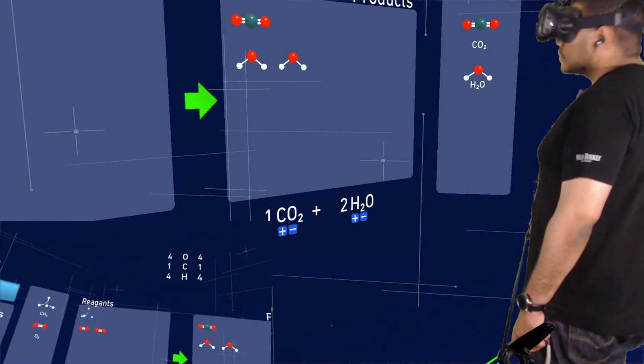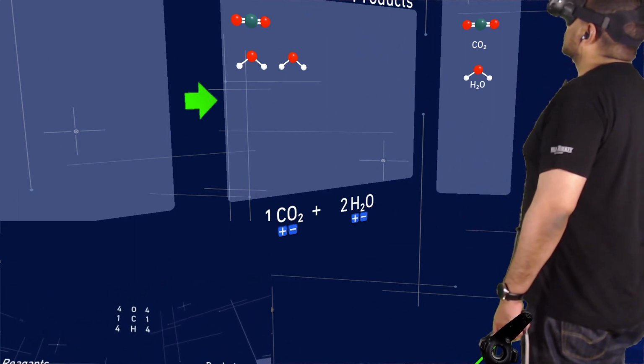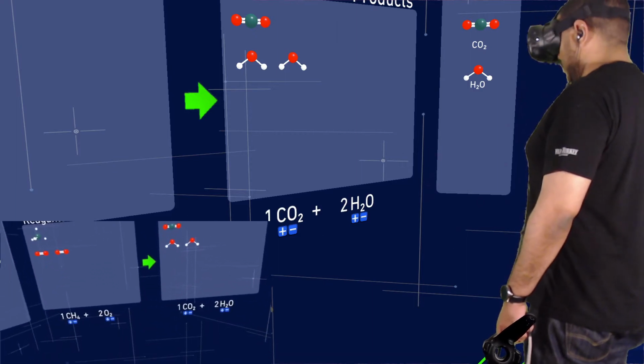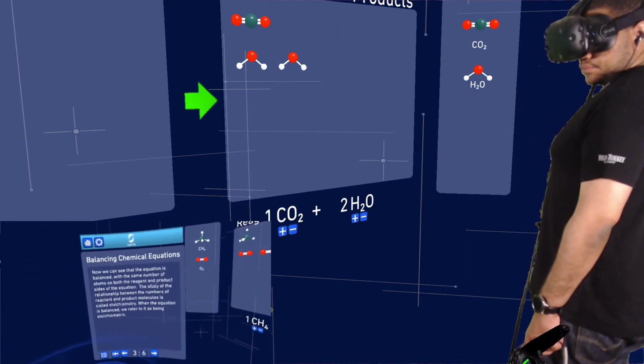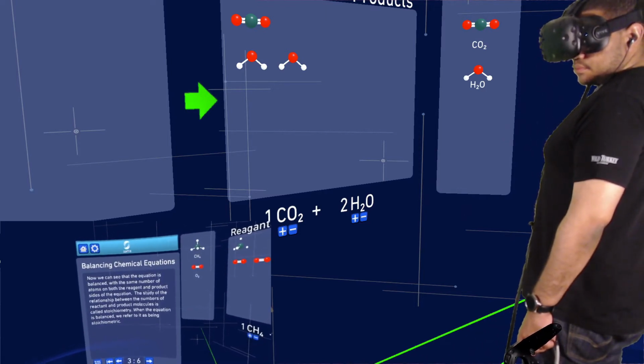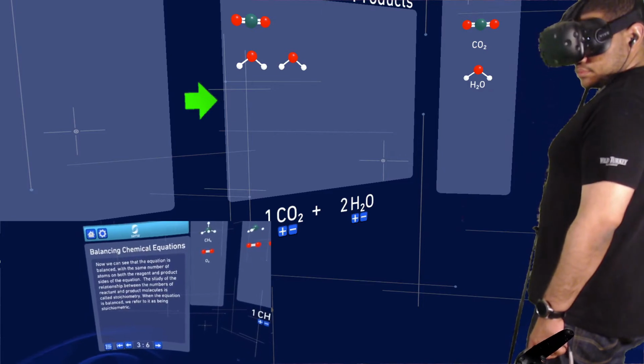Now we can see that the equation is balanced, with the same number of atoms on both the reagent and product sides of the equation. The study of the relationship between the numbers of reactant and product molecules is called stoichiometry. When the equation is balanced, we refer to it as being stoichiometric.